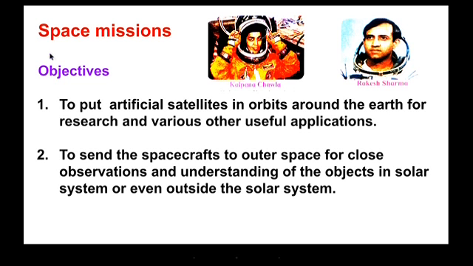The objectives of space missions based on these categories are: the first objective is to put the artificial satellites in orbits around the Earth for research and various other useful applications. Second, to send the spacecrafts to outer space for close observations and understanding of the objects in solar system or even outside the solar system.